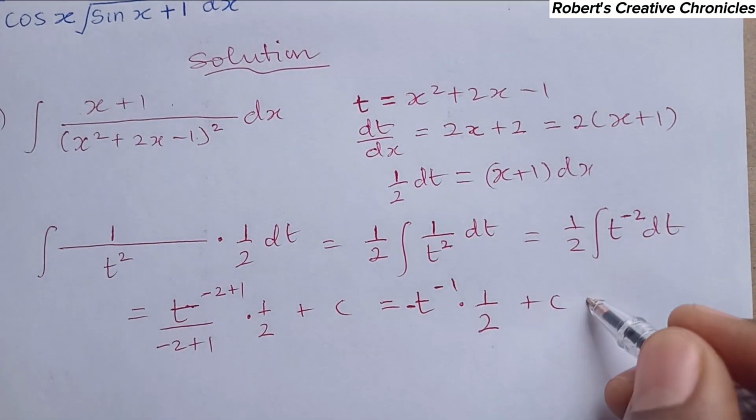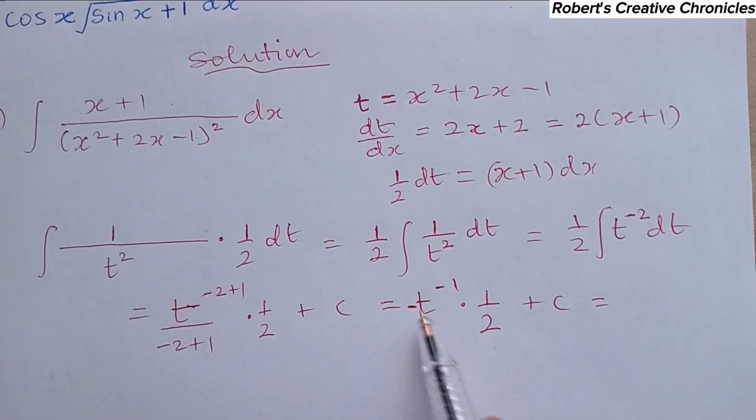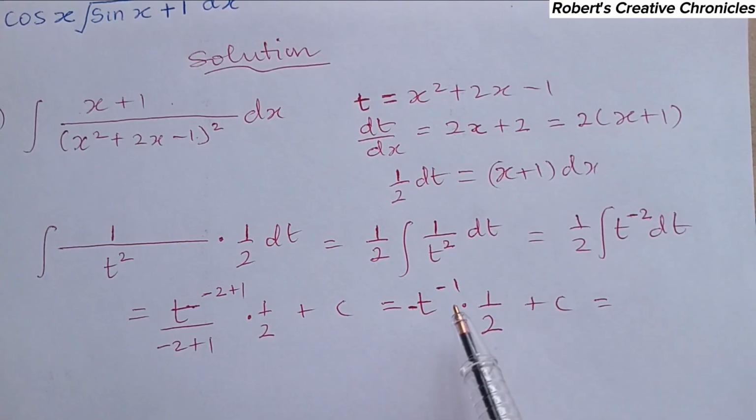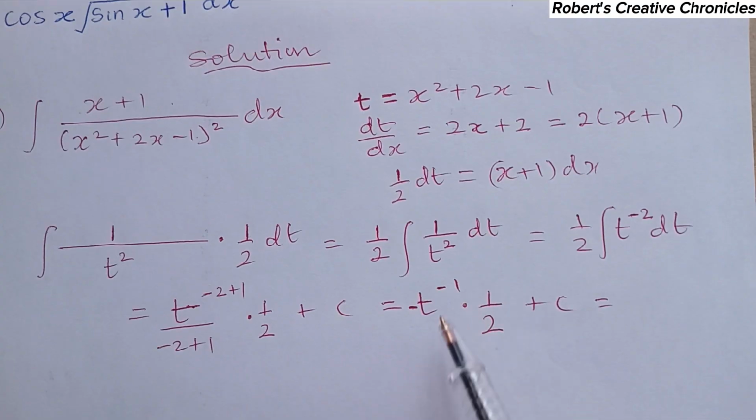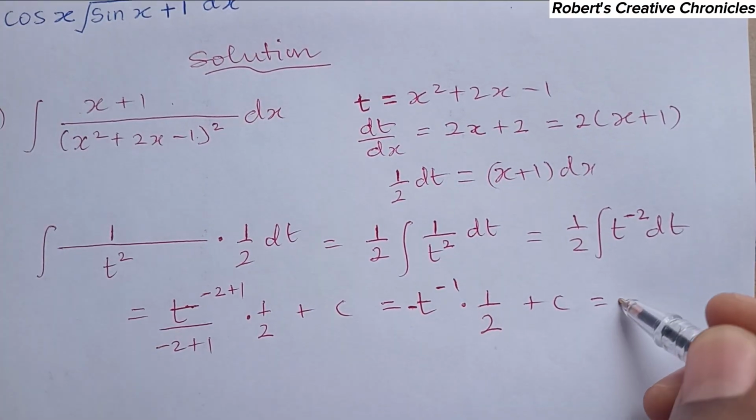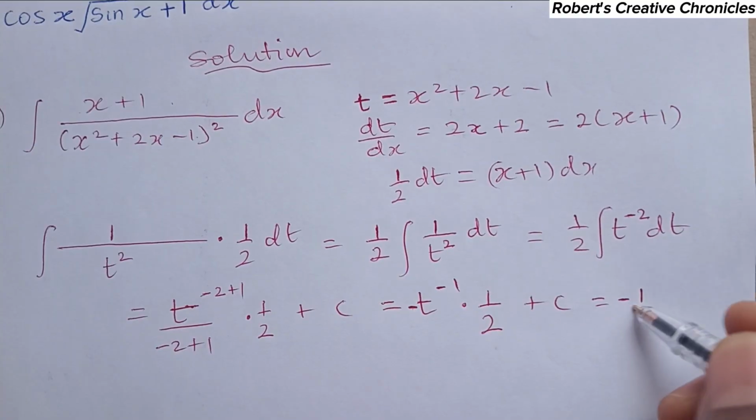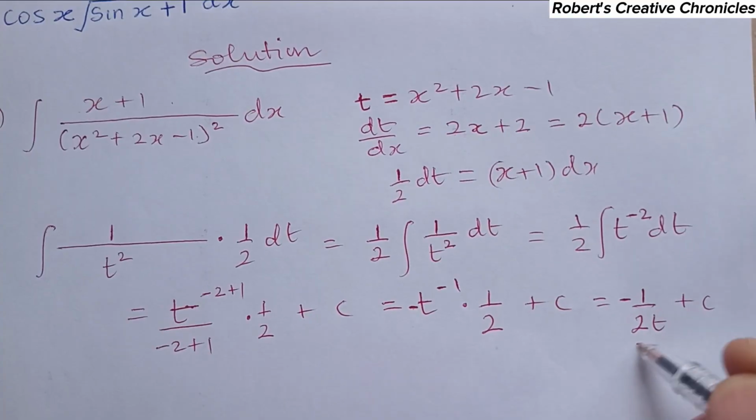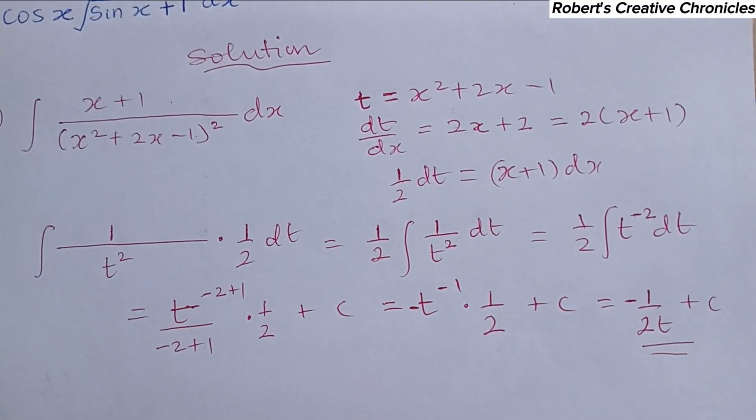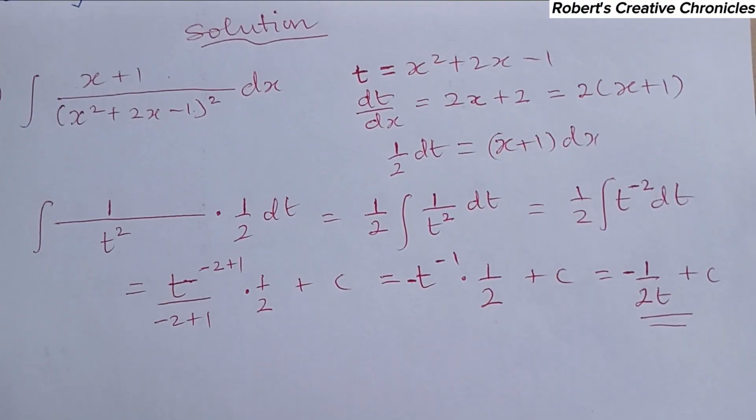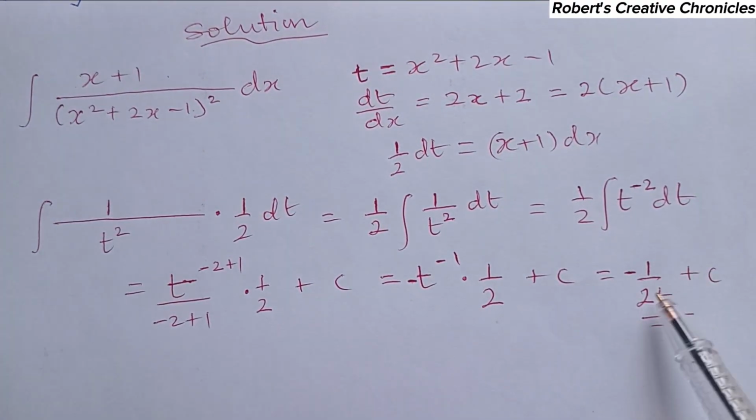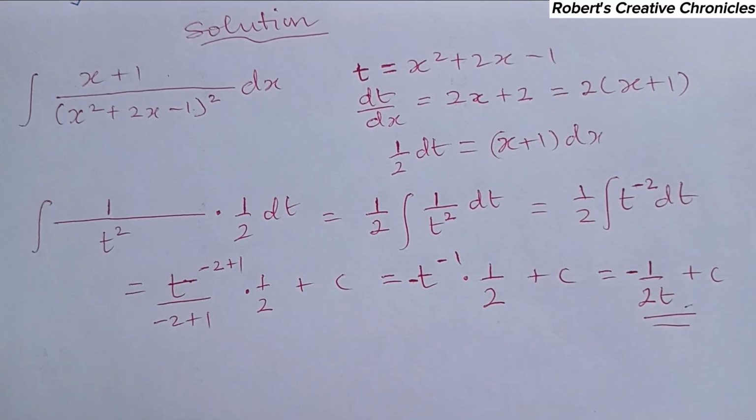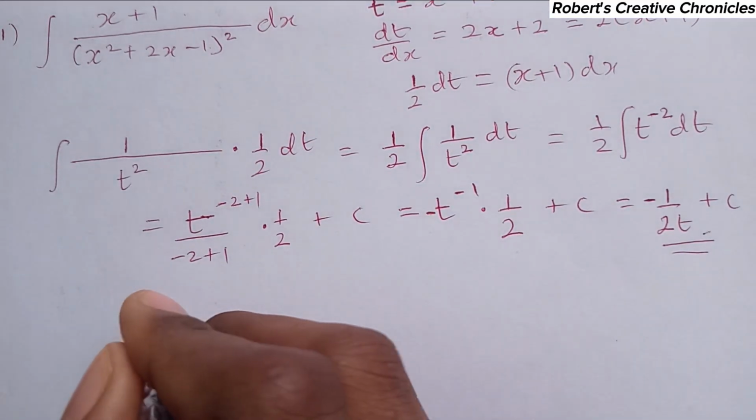So this becomes what again? t to the minus 1 is the same thing as 1 over t. So it will become minus 1 over 2t plus c. Then we'll substitute t, because t raised to the power of minus 1 is 1 over t. So 1 over t times 1 over 2 is minus 1 over 2t.